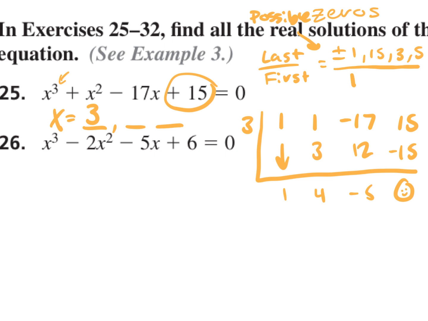How could I find another solution? I could do the last over first again, or I could see if this factors. If I start with x to the 3rd power, this is going to start with x to the 2nd power, plus 4x minus 5. So what are 2 factors of negative 5 that add to 4? 5 and negative 1. So this would factor into x plus 5 and x minus 1.